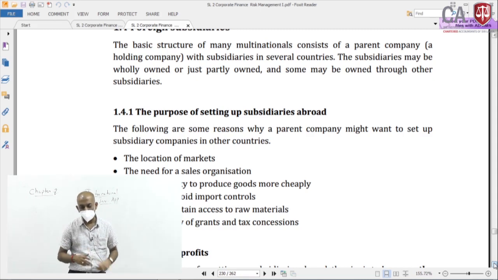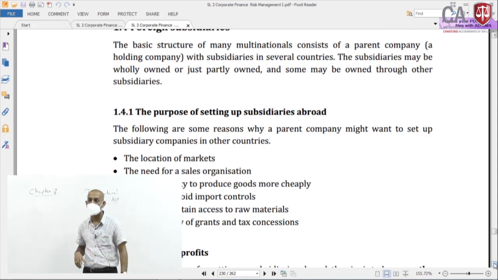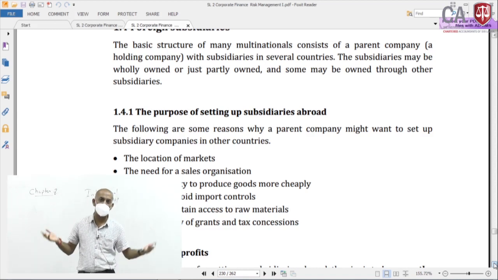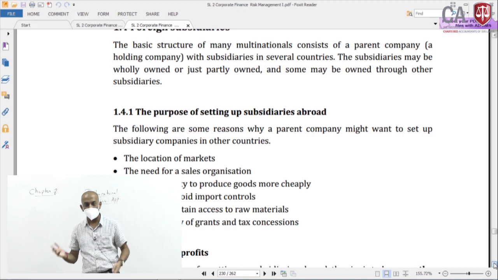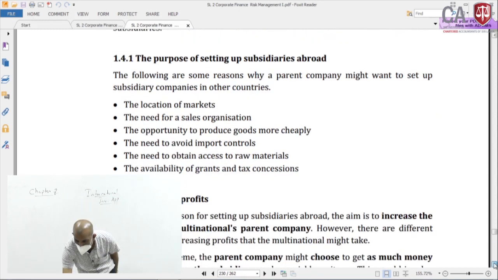Then the tax concession or availability of grants. Sometimes the government, or in other parts of the world, countries will say that anybody who comes and invests in our country, like Sri Lanka, we say the port city, people come and invest in Sri Lanka, you get more concessions, tax concessions are given. Why? We are promoting FDI, so people come and invest. The same thing another country also does, then somebody from Sri Lanka goes and puts a subsidiary there to make money out of it because they get tax concessions or grants. So these are the reasons for setting up subsidiaries abroad.